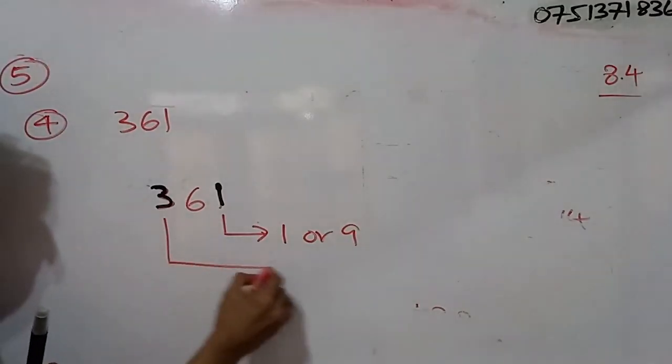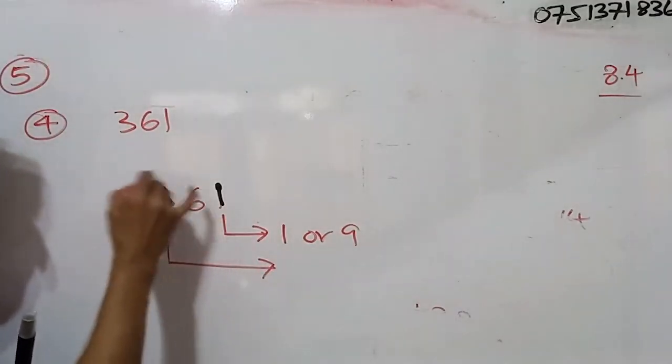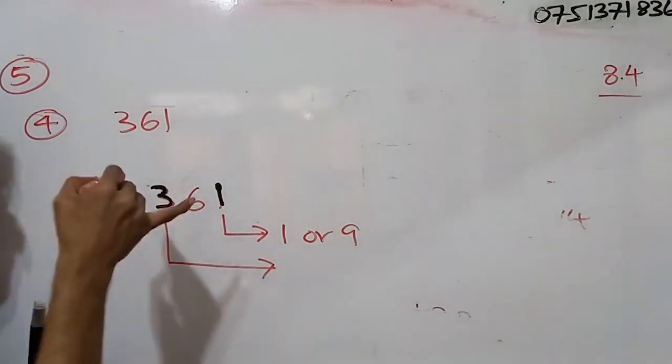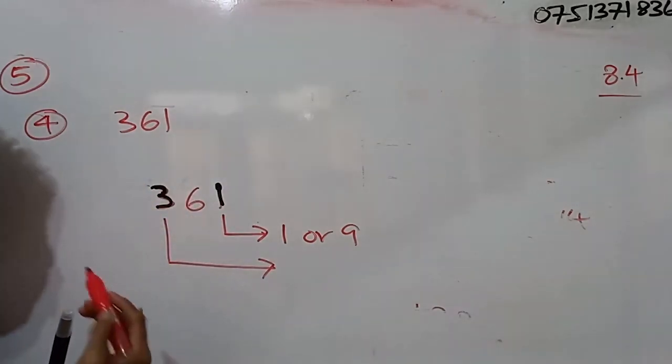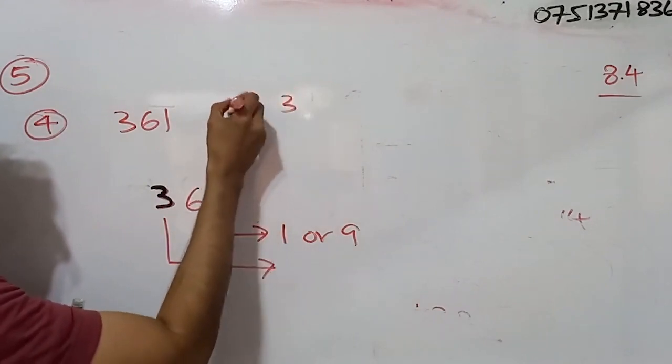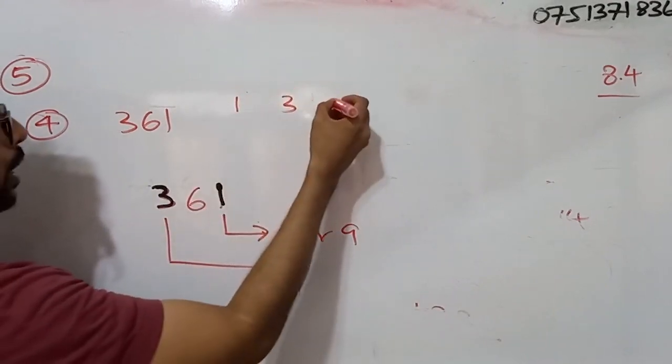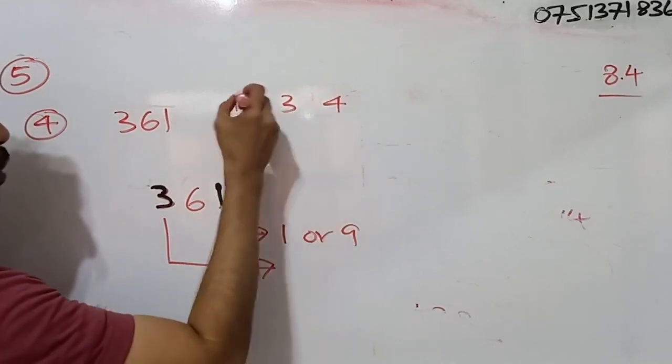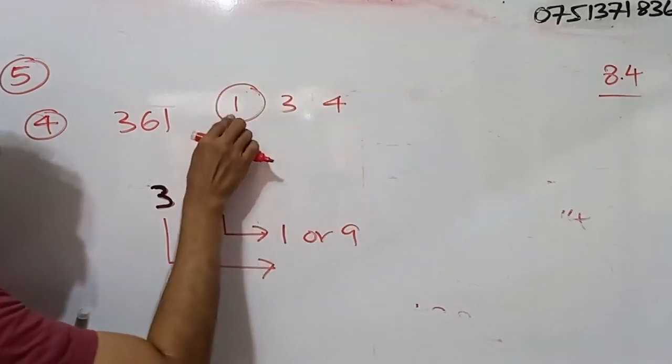Now think about this number. We have to take the square root, but 3 is not a perfect square. But we know the number 3 is positioned between the perfect squares 1 and 4. So we take the square root of this number.